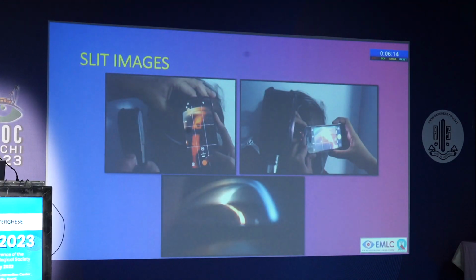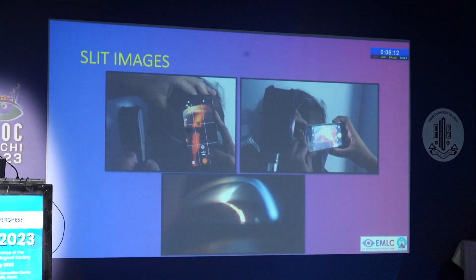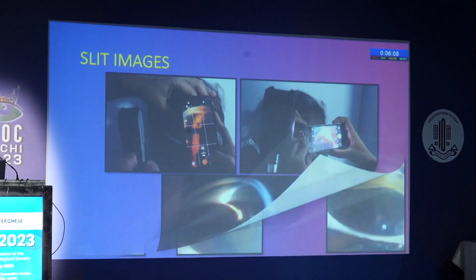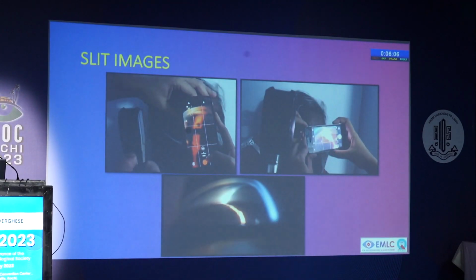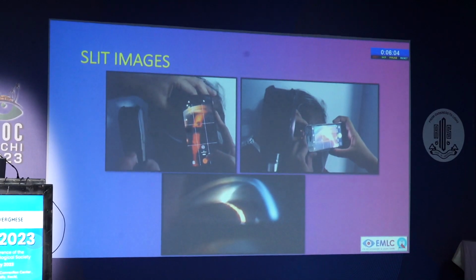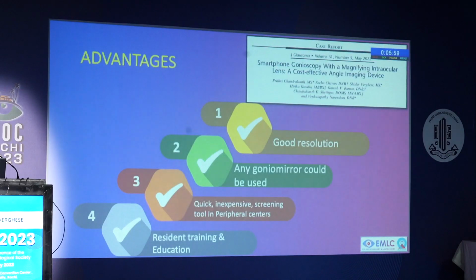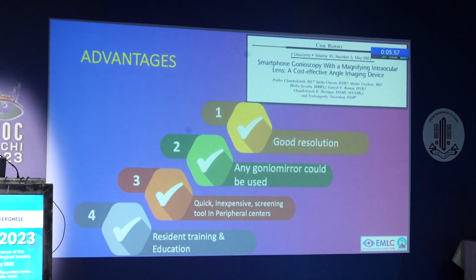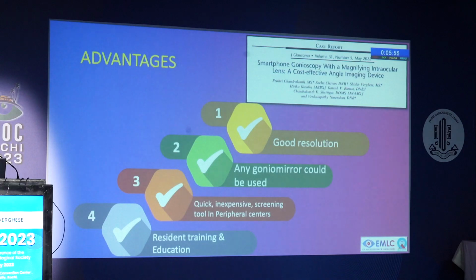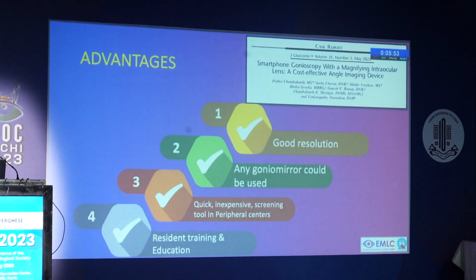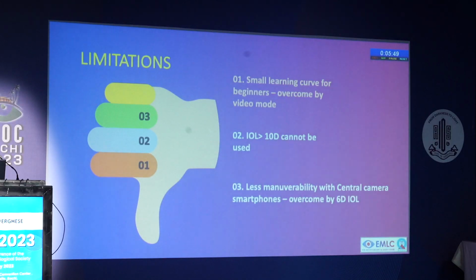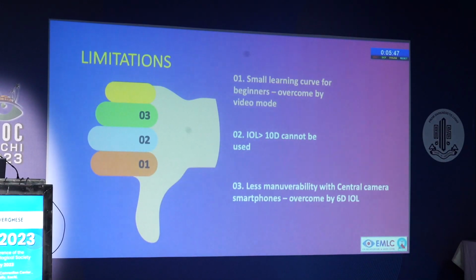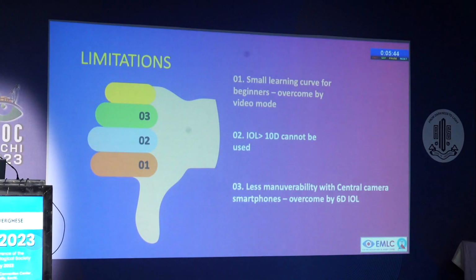Additionally, slit images could be obtained, which is useful for grading the angle. A second observer using a retinoscope, which is a slit source of light, is required to obtain slit angle images. A slit lamp can be used for the same purpose as a slit source of light. The main advantages of this technique are good image resolution, its versatility, and its particular use in screening and peripheral centers, as well as for resident education and training. The main disadvantage is it is less maneuverable in smartphones with central cameras.